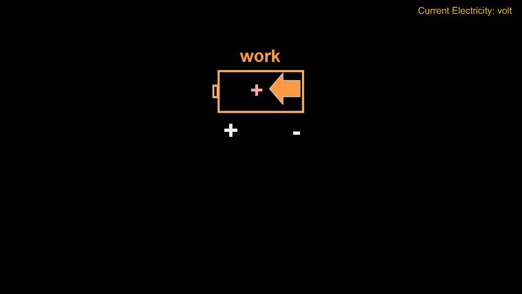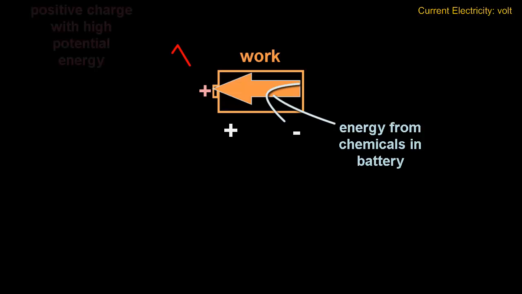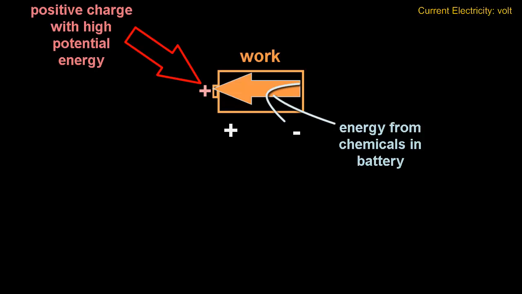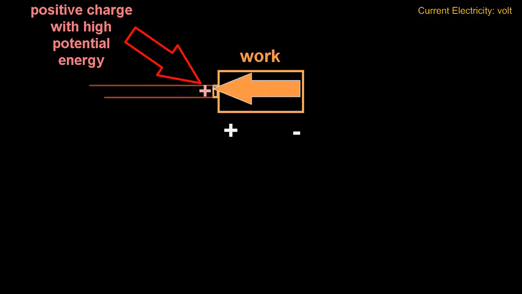Now let's take a look at a real circuit. First we have a battery with a positive terminal and a negative terminal. The battery does work to move positive charge from the negative to the positive terminal, increasing the potential energy of that charge. But the charge has nowhere to go unless we build a circuit.